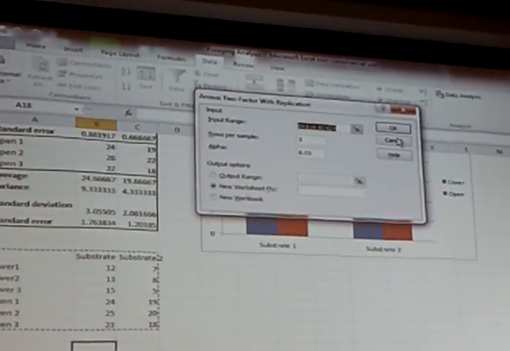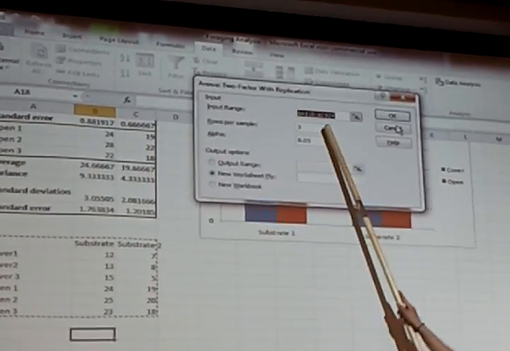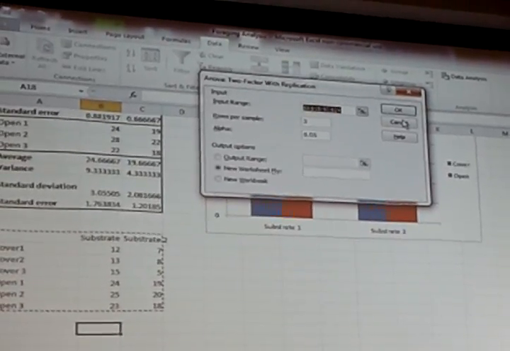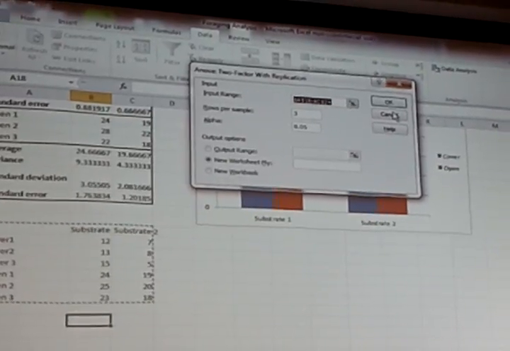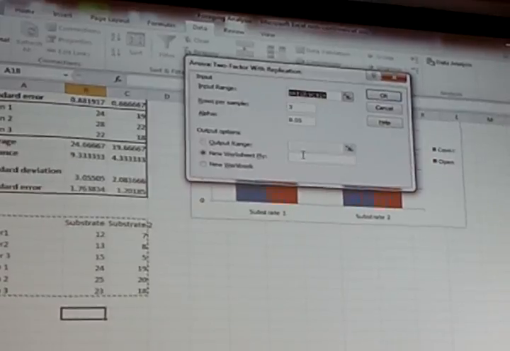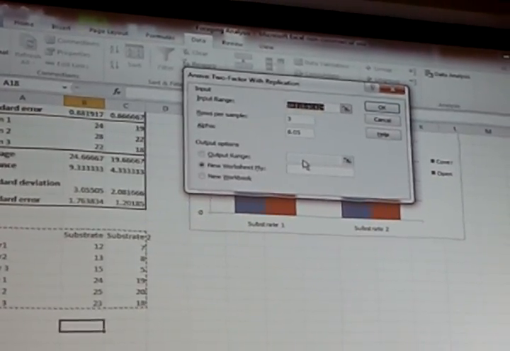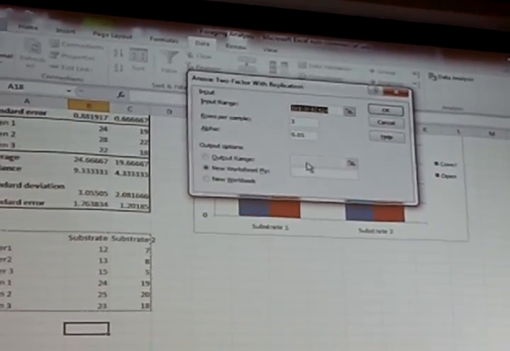You'll notice when your statistics packets talk about it as well, rows per sample, again, that's your N. That's the number of data points, like the number of days that you collected data. Okay, so that's 3. And then your alpha is 0.05. Now you can tell it where to put this information. It's going to, by default, put it in a new worksheet. That's fine. Just hit OK.